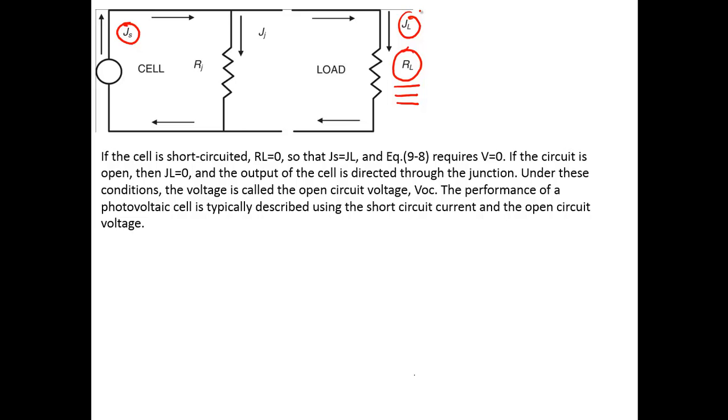If the circuit is open, that means that the load current is 0, and the output of the cell is directed through the junction. Under these conditions, the voltage is called the open circuit voltage, or V sub OC. The performance of a photovoltaic cell is typically described using the short circuit current and the open circuit voltage. And these are the equations that are used to determine the open circuit voltage and the load current.